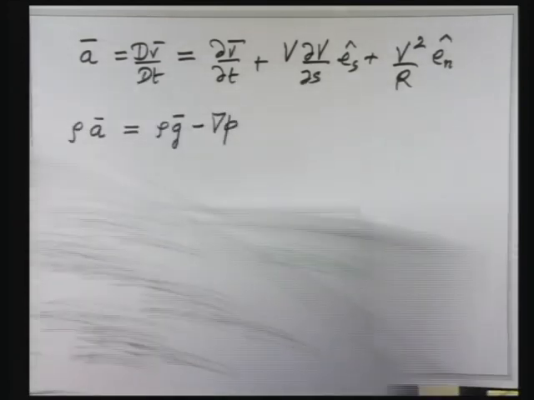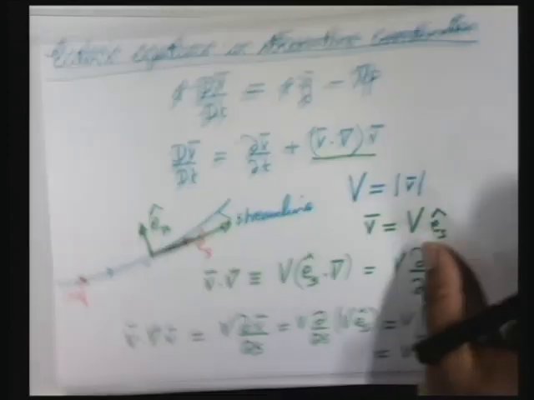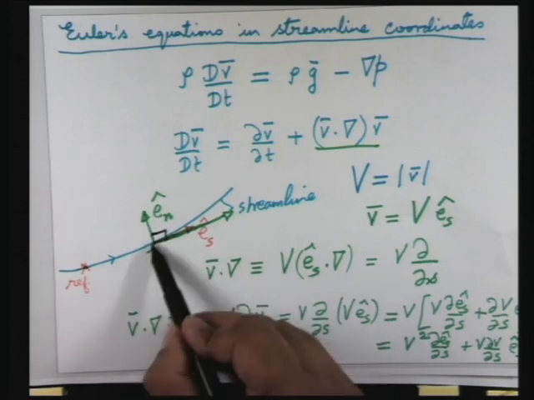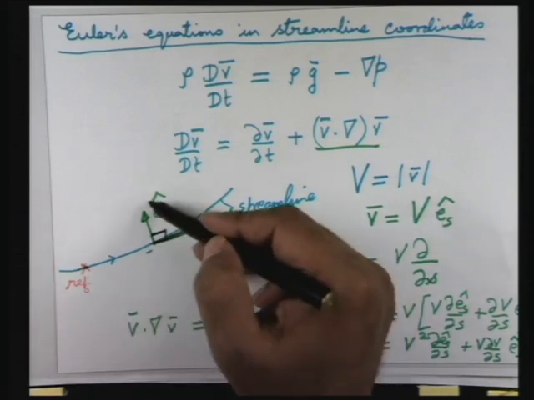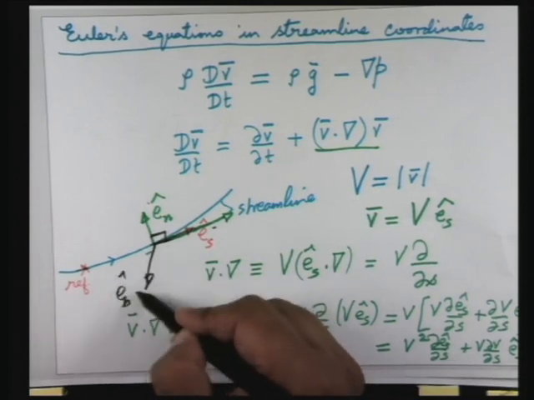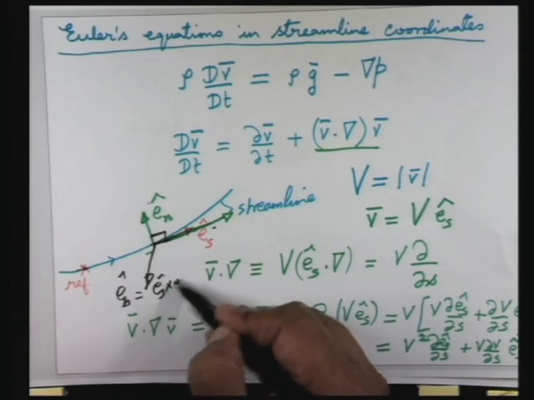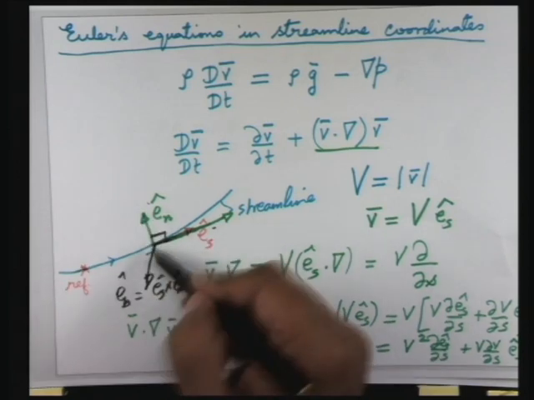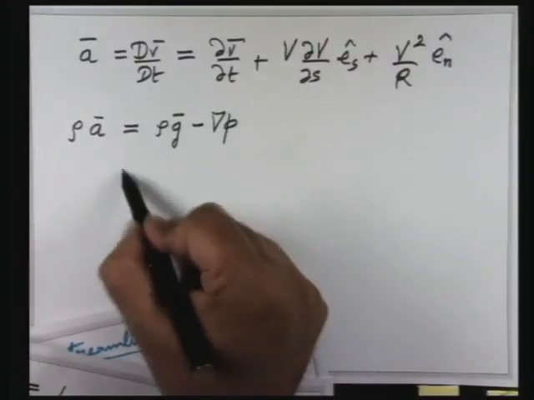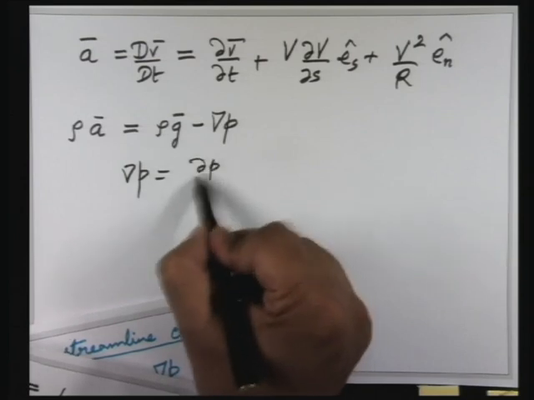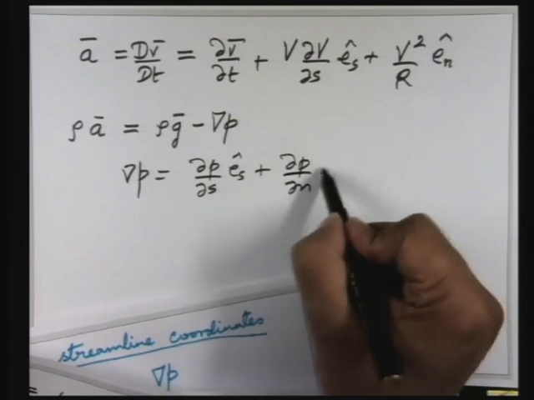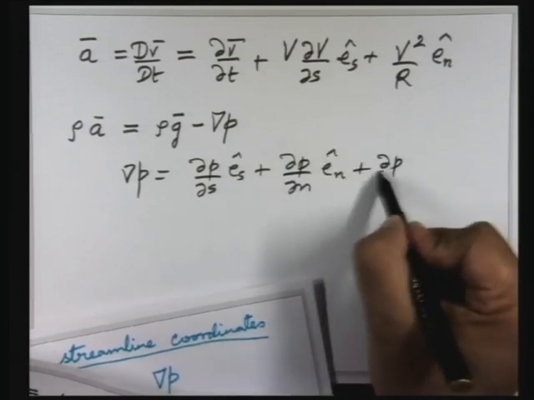So we'll go back and look at the coordinate system. We have an orthogonal coordinate system. This angle is 90. Es is tangent to the curve, En is perpendicular to this, and you can take what you can call a binormal EB, which is Es cross En, and you can write the grad of P using this coordinate system. So grad of P I can write as del P del S Es plus del P del N En plus del P del B EB.